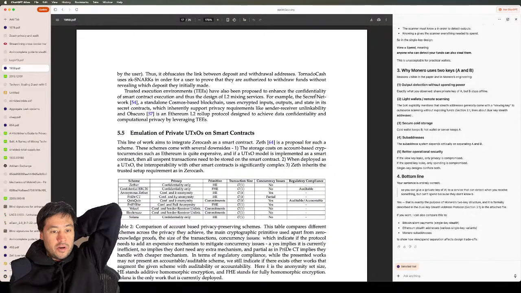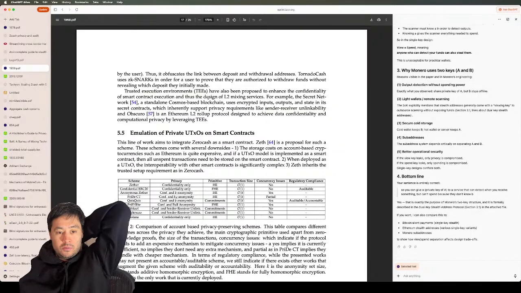Well, the Secret Network was a Cosmos-based blockchain. Okay.